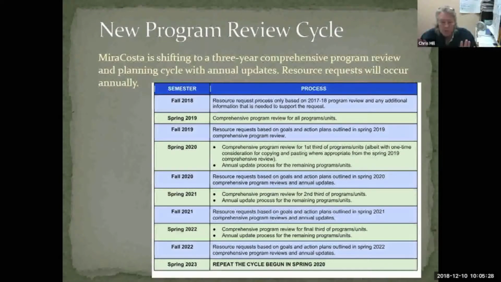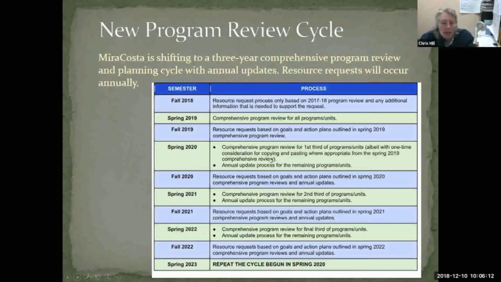So one difference between the process is program review and planning are now moved to the spring semester. Resource request process stays in the fall semester. Once that's done in fall 2019, we'll move into spring 2020 and the next program review cycle. At that point, we're going to be shifting into this staggered cycle for the comprehensive program review. This time around, everybody's going to do one in the spring, but following that, it's only going to be 1/3 of the programs or units that are going to be doing that. For 1/3 of those folks, they're going to be doing 2 comprehensive program reviews back to back, spring of 2019 and spring of 2020.